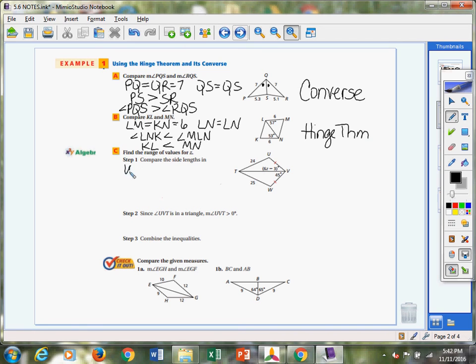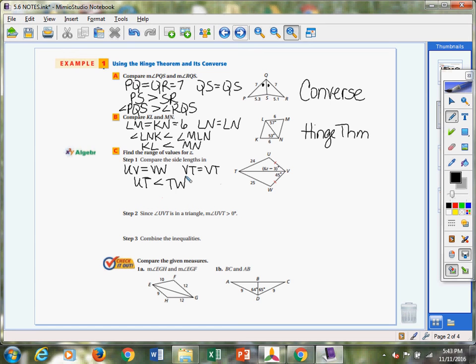We know that UV is equal to VW. Okay, I don't know how long it is. I just can tell from the figure that they are equal. We know that VT is equal to itself because they're reflexive. And we know that UT is smaller than TW. Okay, we can see that because 24 is less than 25. So we can really see that pretty clearly from the figure.